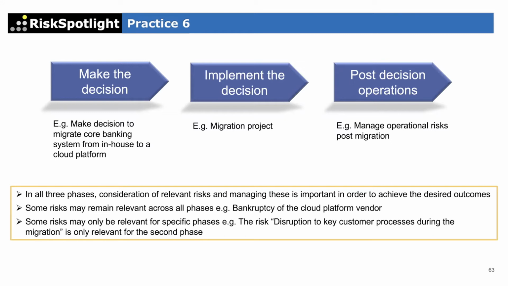So in terms of process, there are 3 things which happen as part of every decision. The first phase is where you are actually making the decision. The second phase is where once the decision has been made, you implement. And then once the decision is implemented, you get your post-decision operations, or whatever is the outcome of that decision, then that becomes your day-to-day operational element or your BAU element.